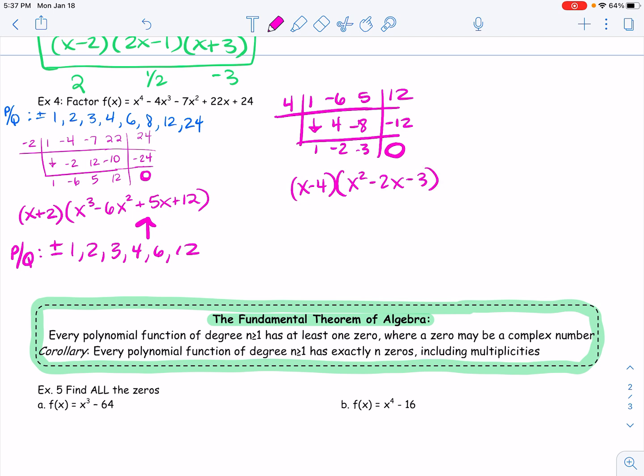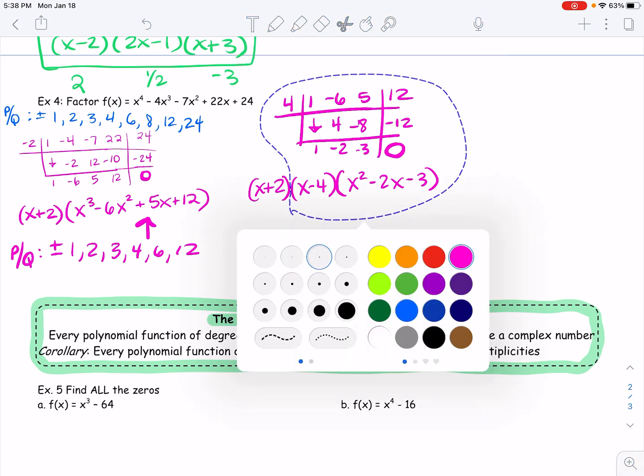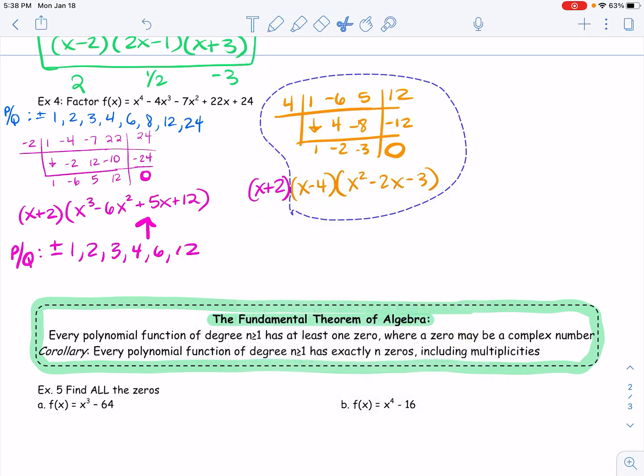But don't forget about this guy right here, okay? So we still have him as a factor. So that means I'm going to go ahead and just put him right here. Okay, I probably should have changed colors. Let me do that. Let's see if that worked. Sweet. Okay, so here's what we have.